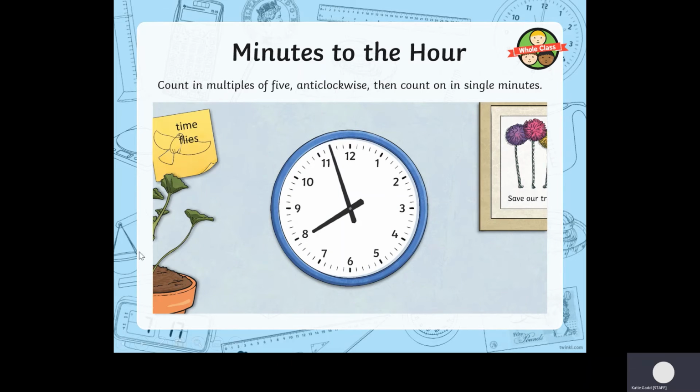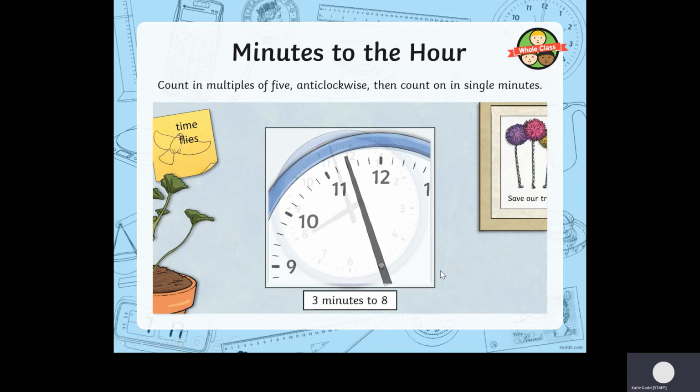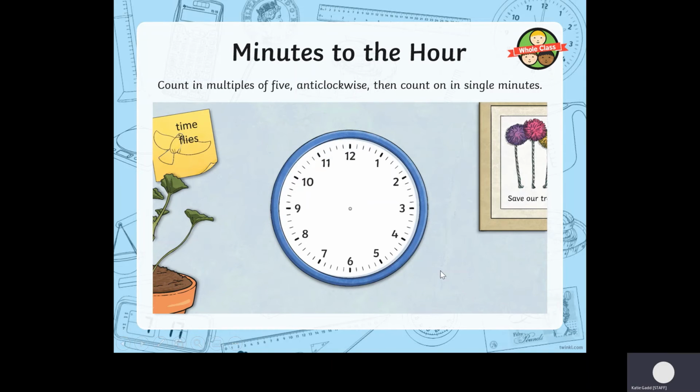Okay, have a look at this one. Are we going to follow the same steps we've been following before? Pause the video and have a think. So it's 3 minutes to 8. Here we can't jump back in multiples of 5 because the minute hand doesn't go that far back. Instead, we count how many minutes has passed. 1, 2, 3. It's 3 minutes to 8 o'clock.